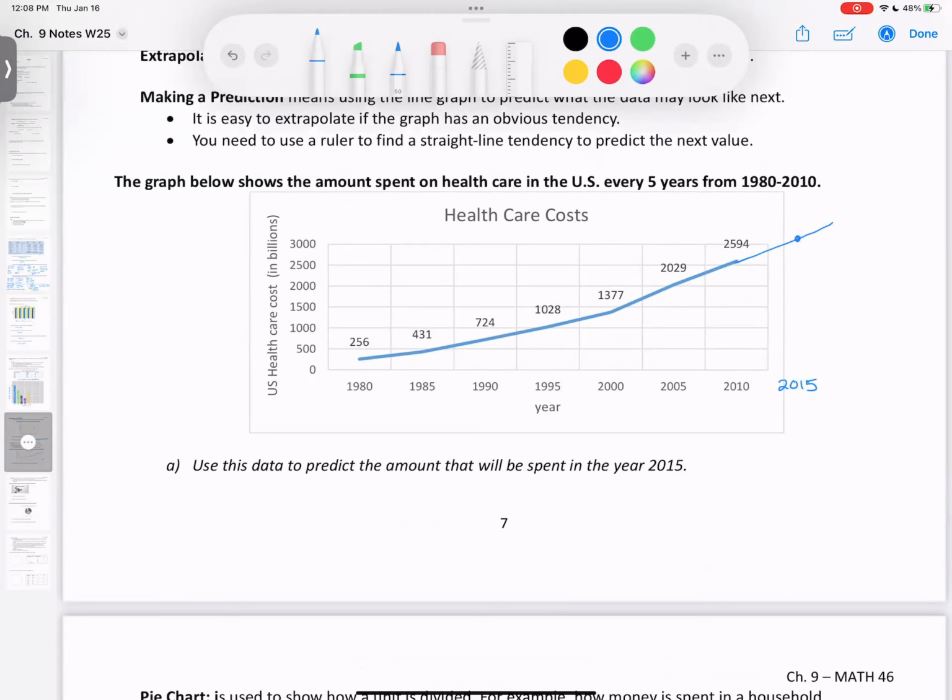You can see that's just above the 3,000 mark on my y-axis. I would say it's maybe 3,300. And if you look at that y-axis, you'll see that's in billions. So 3,300 billion, and that's going to be approximately in 2015.